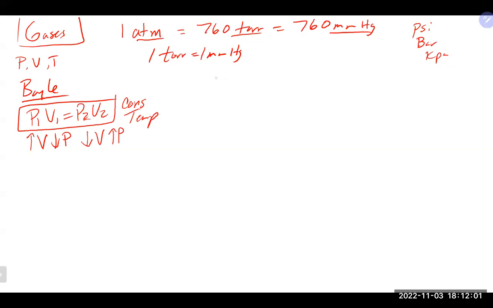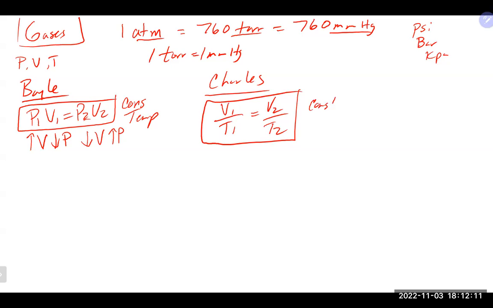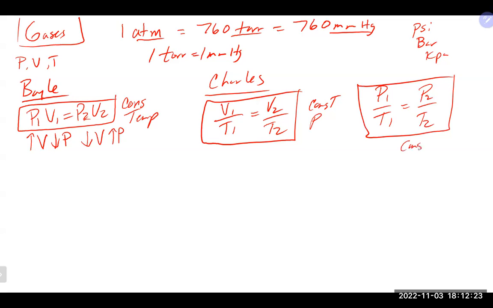We also saw Charles' law, which is V1/T1 equals V2/T2. This is at constant pressure. And with that, we talked about Gay-Lussac's law, which is P1/T1 equals P2/T2. And that is at constant volume. Now, in each of these situations, because of what is being held constant, different things occur.